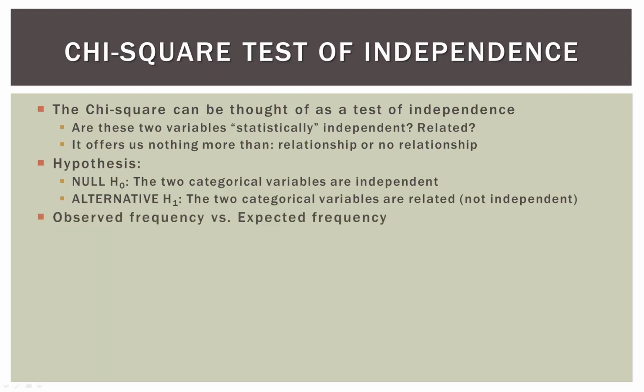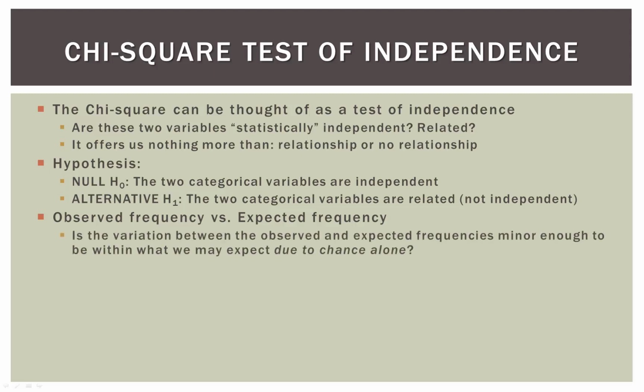And remember, the chi-square is about our observed frequency of some event versus what we expect that frequency to be. So we're talking about observed versus expected, and we're dealing with frequencies or counting things. Now, is the variation between the observed and the expected frequencies minor enough to be within what we may expect due to chance alone? So again, we're going to have random chance variation, but we're using the chi-square to determine if the variation we have in our test is beyond what we'd expect from chance alone.